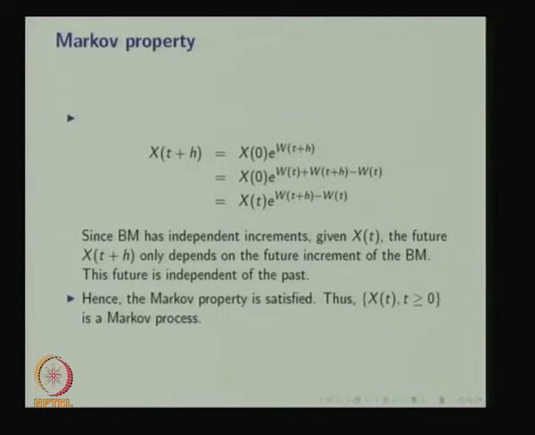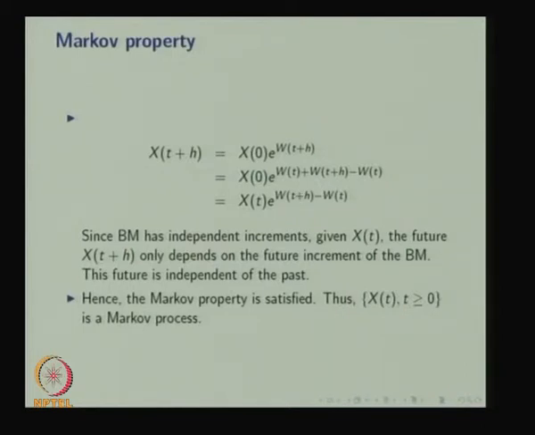That means the stochastic process at the time point t plus h is the same as at the time point t multiplied by the exponential of the increment between the time points t to t plus h in W.